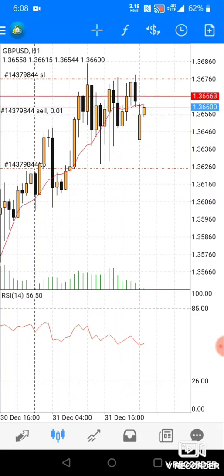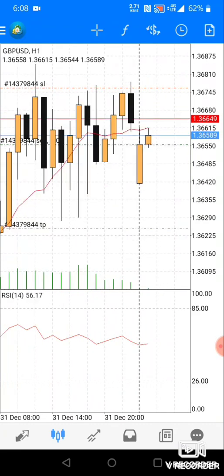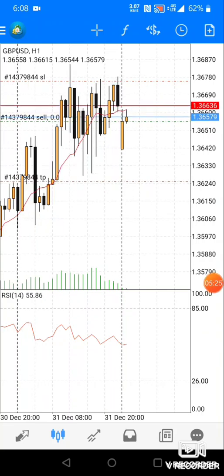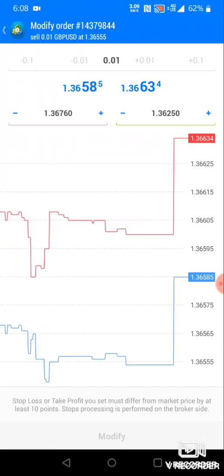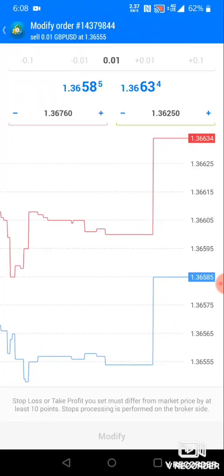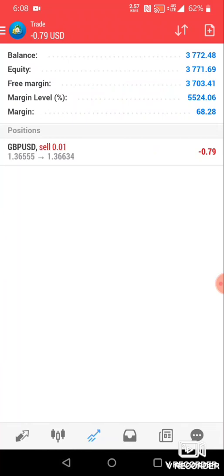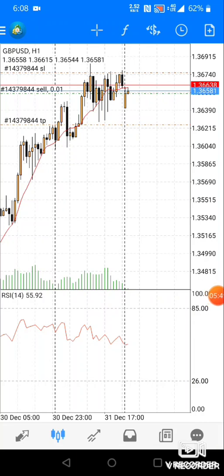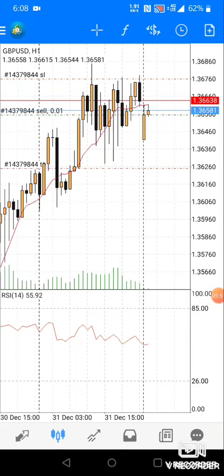GBP USD. If it goes above the stop loss, then we know that it could be a manipulation, but you don't want to be blaming everything on manipulation. Actually, let me bring it a little bit lower than that. What was the stop loss? 1.36250. All right, we're gonna leave it there like that. I don't like using this right here.